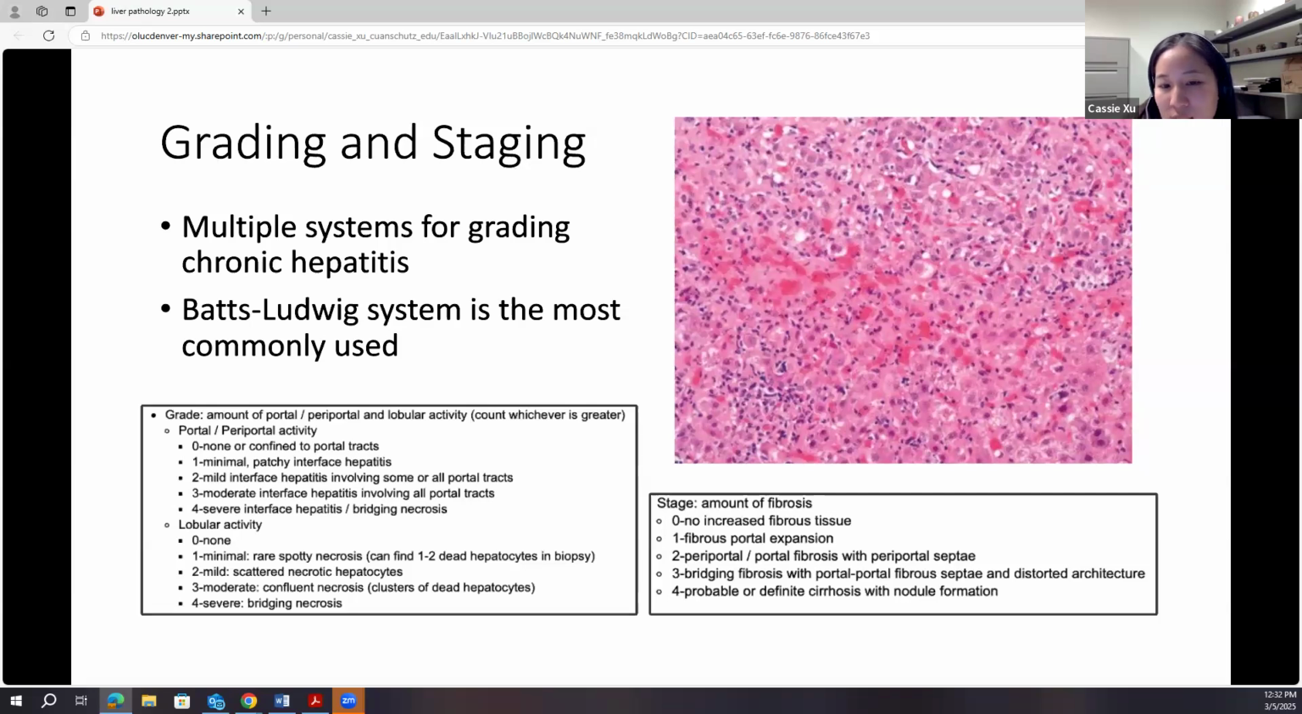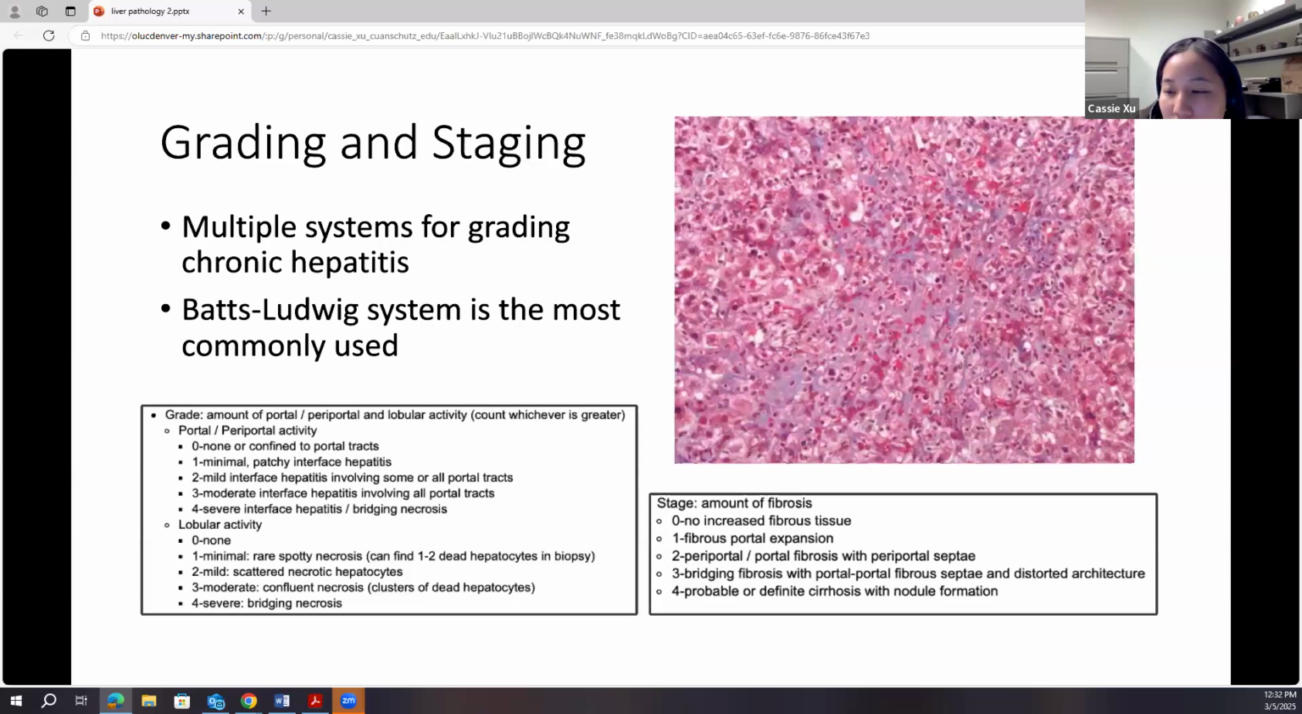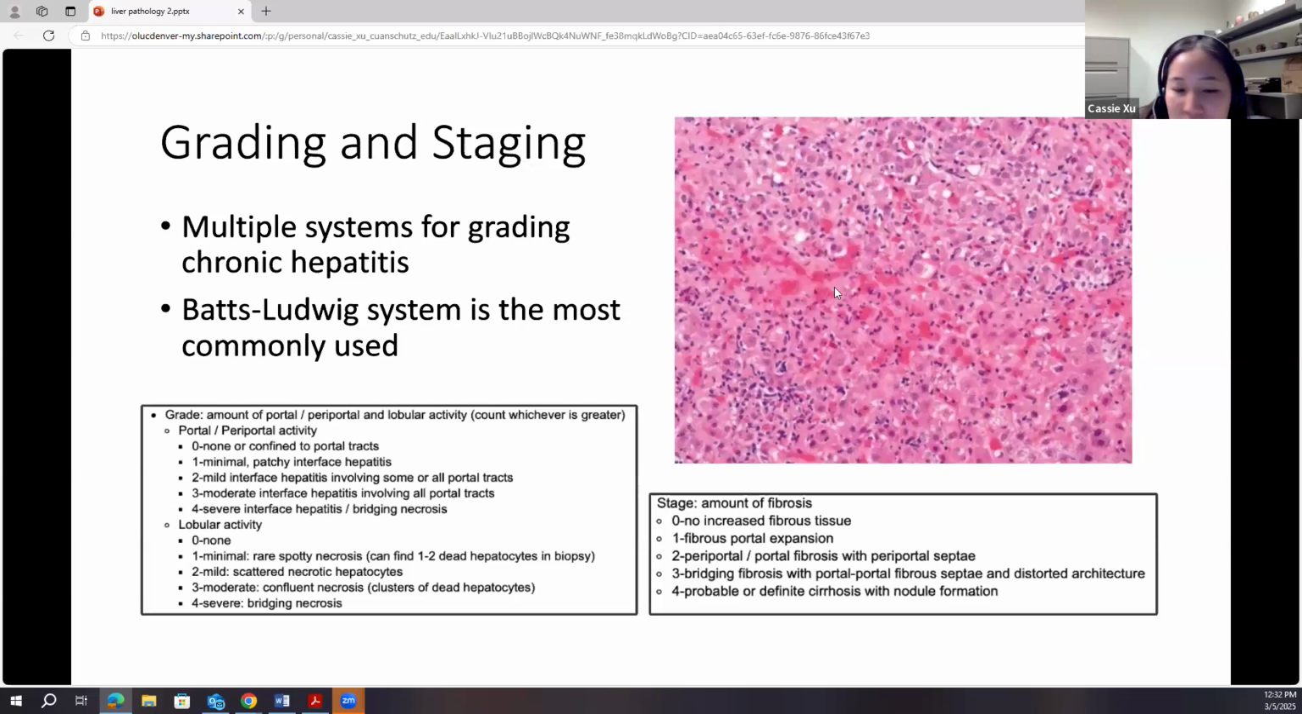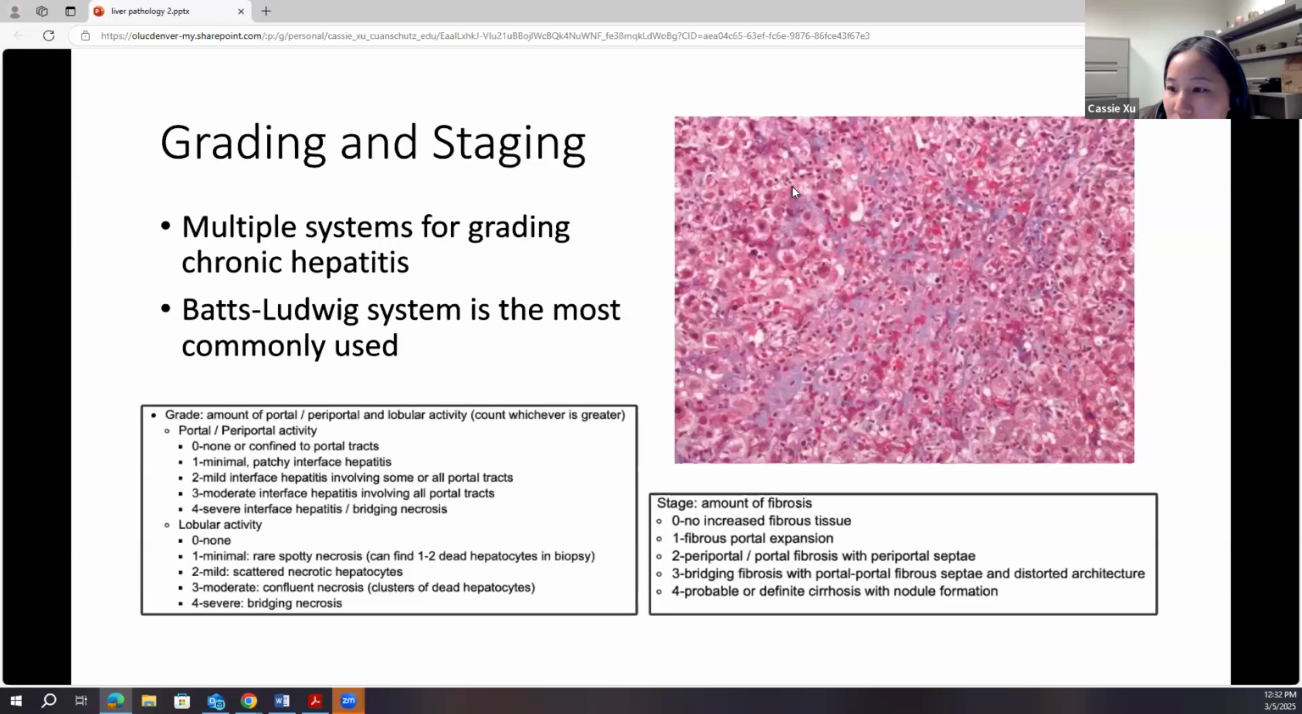That's what we use at our institution. And this takes into account the degree of activity in the periportal areas and the lobular areas. So we use whatever is the highest degree, and that's how we grade it. And then staging is again fibrosis, and the fibrosis here starts in the portal tracts. This is just another example of bridging fibrosis where you have loss of the hepatocytes and you have inflammation here. And then this is actually a trichrome stain that highlights the areas where the hepatocytes are lost.